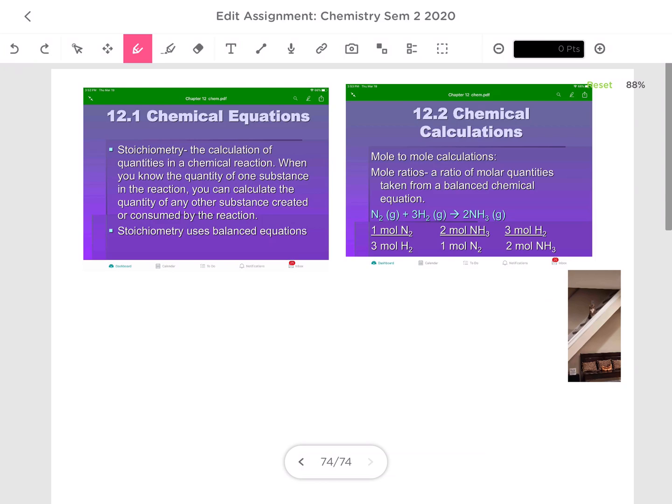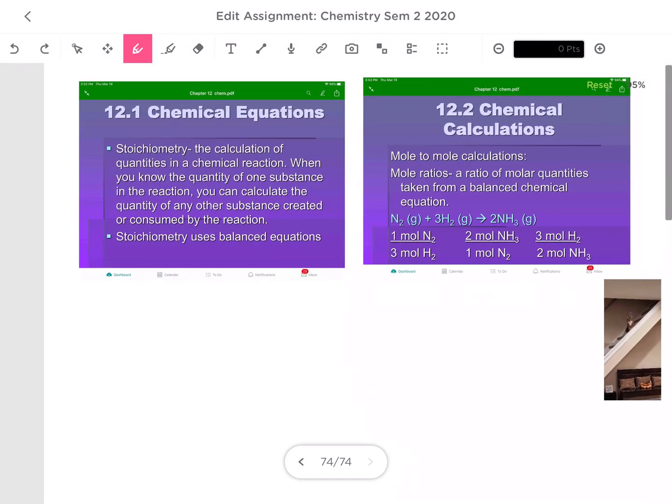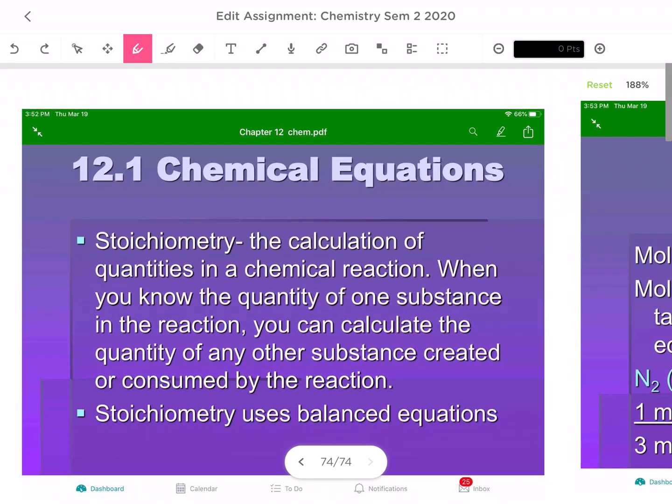Anyway, today we're going to talk about chapter 12. And chapter 12 is about this word right here. It looks like it is Greek because it actually comes from Greek roots. So the word is stoichiometry. And stoichi, if you break it down, means elements. And metry at the end means measure.